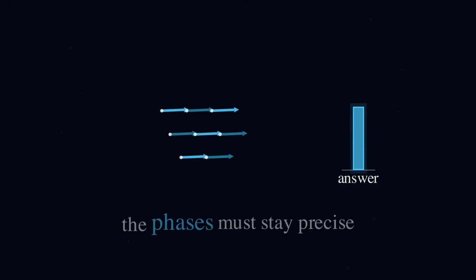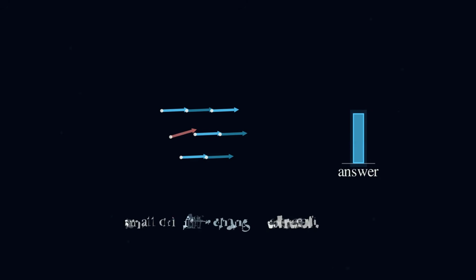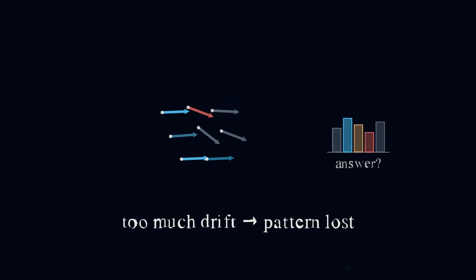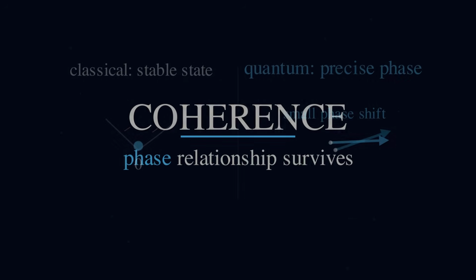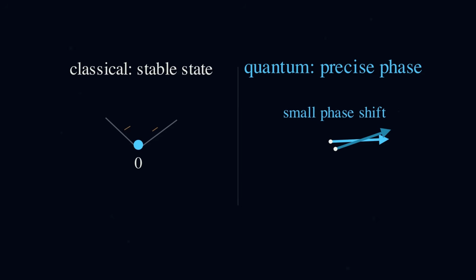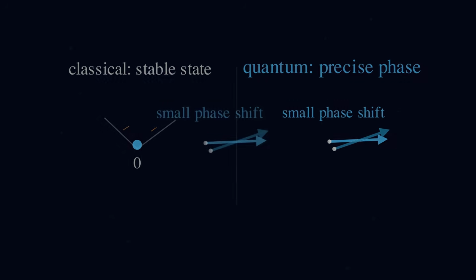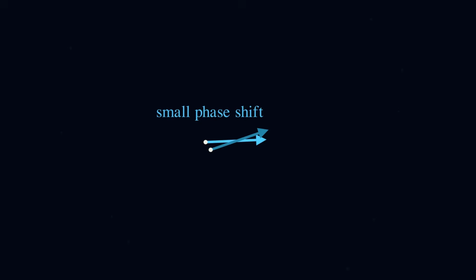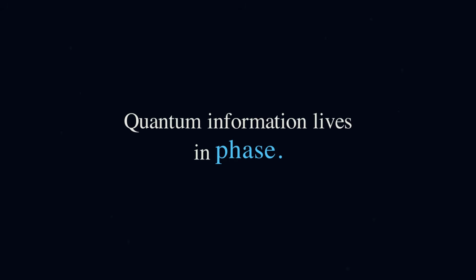Interference only works while those directions survive. If one phase drifts, the result changes. If many phases drift, the pattern is lost. That survival is called coherence. Classical information can often survive small shaking, but quantum information depends on a tiny angle. It does not live only in 0 or 1, it lives in phase.